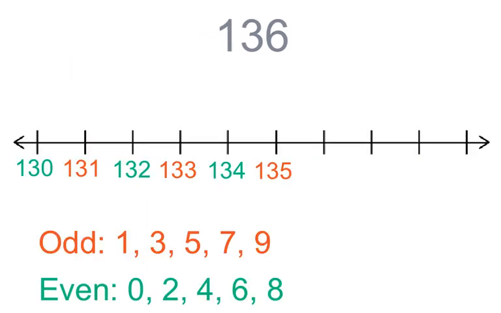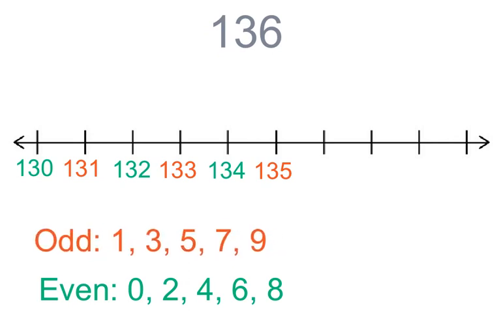Now let's look at 136 on a number line. Remember that our red numbers are odd. Any number that ends in 1, 3, 5, 7, or 9 in the ones place is an odd number. Any number that ends in 0, 2, 4, 6, or 8 in the ones place is an even number. Go ahead and look carefully at 136. Write down your prediction. Is 136 an odd number or an even number?